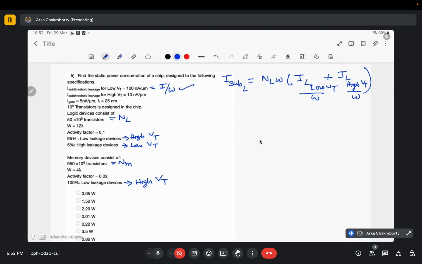This is what has been reported and given to us. So the subthreshold leakage for the logic devices would be: NL is how much? 50 into 10 to the power 6. W is 12 lambda, and lambda is 25 nanometer. Let me convert that into micrometer, so it will be 0.025 micrometer.